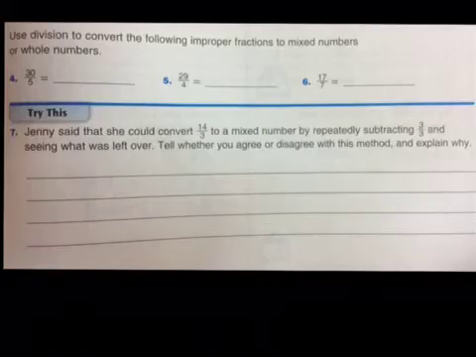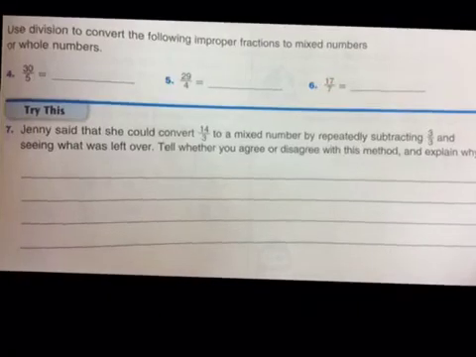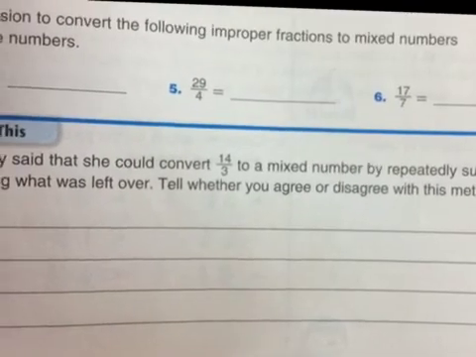For number 4, 5, and 6, let's do the division method. How many 5's are in 30? Okay, you go ahead and you write that down. Okay, simple. How many 4's are in 29? And what's your remainder? How many 7's are in 17? Let me show you one, for example. Let's do number 5 together.